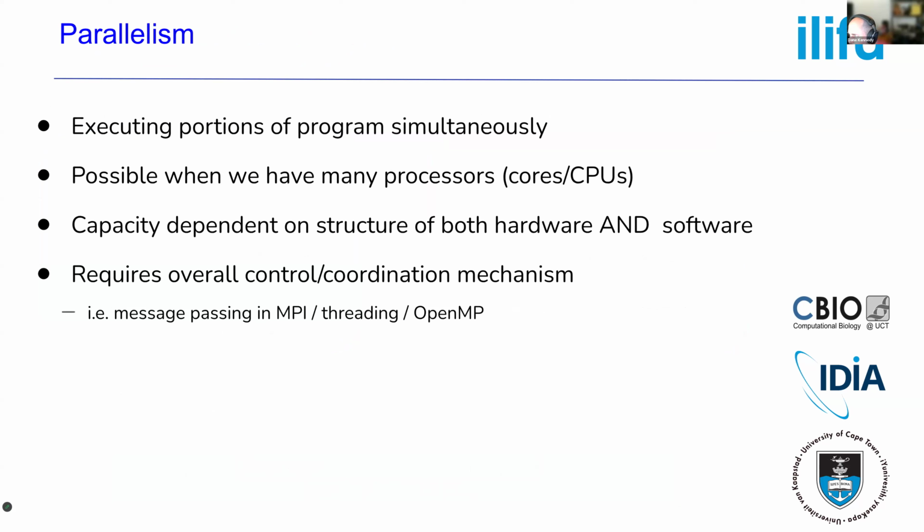Obviously, if we're on a single core machine, we can only run one thing at a time. So there you can simulate parallelism by doing the separate parts, but you're not going to get any benefit from it.